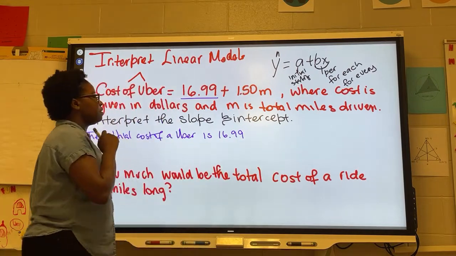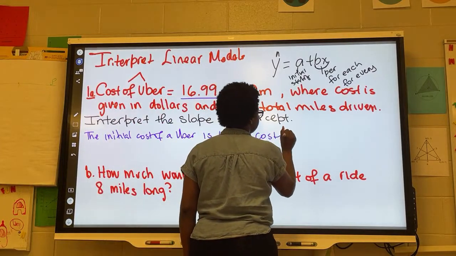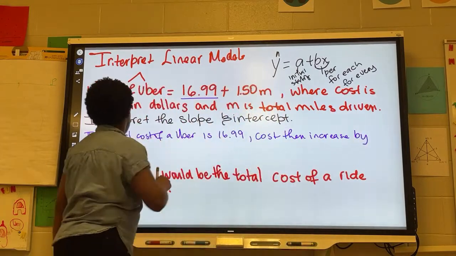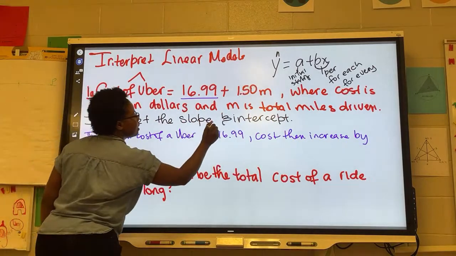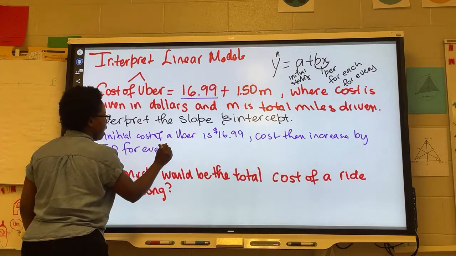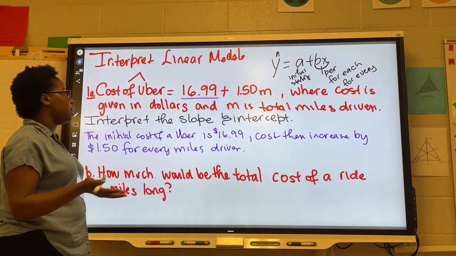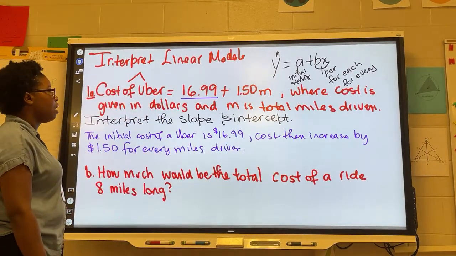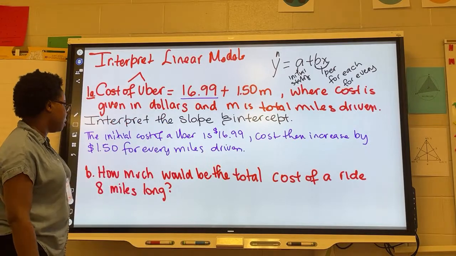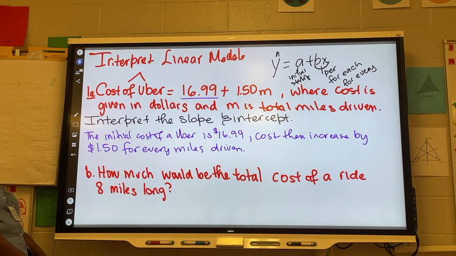What happened to the price after this? You're going to say the cost then increases by $1.50 for every mile driven. Or you can say per each mile, or per mile, or for every mile, or however you speak. That's perfectly fine because you don't always be taught the same. But once the concept is the same, that's what we're looking for. And that's how you interpret the equation.